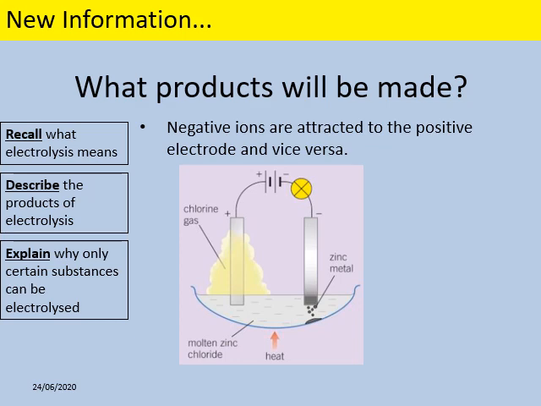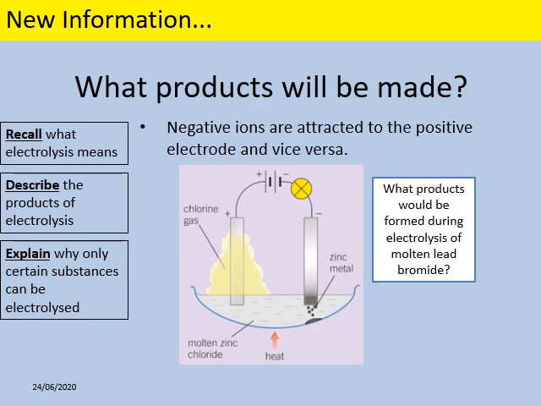If we think now about what products we'll make, obviously the products that are made depend on the ionic substance that you start with. However, negative ions will always be attracted to the positive electrode and positive ions will always be attracted to the negative electrode, so opposites attract. In this diagram you can see we're electrolyzing molten zinc chloride. So this is zinc chloride that's been melted. We have zinc ions which are positive and we have chloride ions which are negative. The zinc ions, because they're positive, will move to the negative electrode, where zinc metal is formed. The chloride ions, because they're negative, will move to the positive electrode, where chlorine gas is formed. We'll look in a future lesson about how those changes happen at the electrodes.